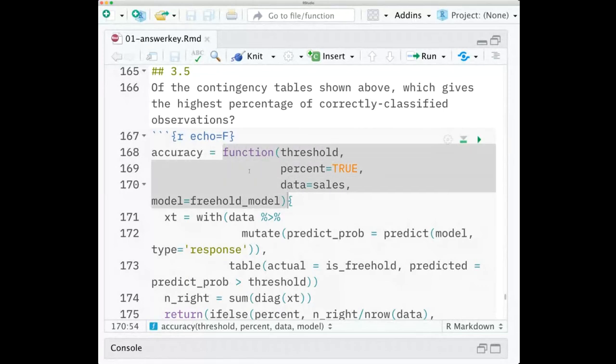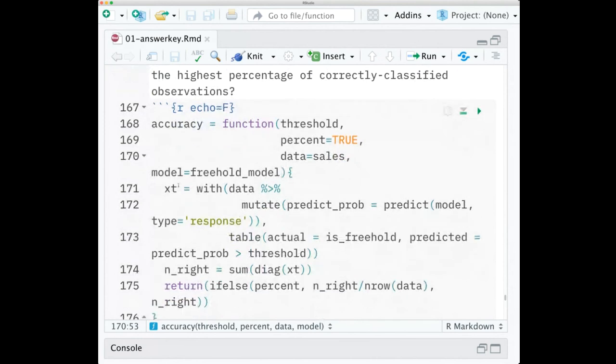So I'm declaring a function called accuracy that takes a threshold, and whether or not I want percent, which I set to true by default. I'm going to use the sales data as my reference, and I'm going to use this freehold model as my model. If I provided different values to these, I could customize this function for different data or different models. But I'm just doing it this way so that I've abstracted it a little bit.